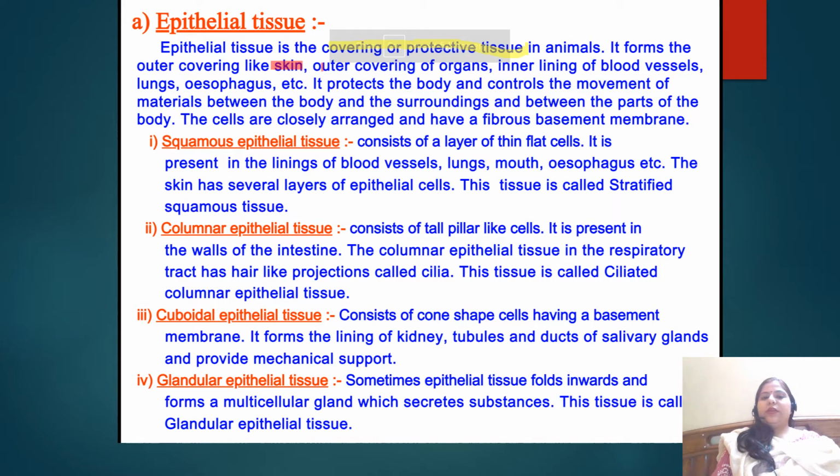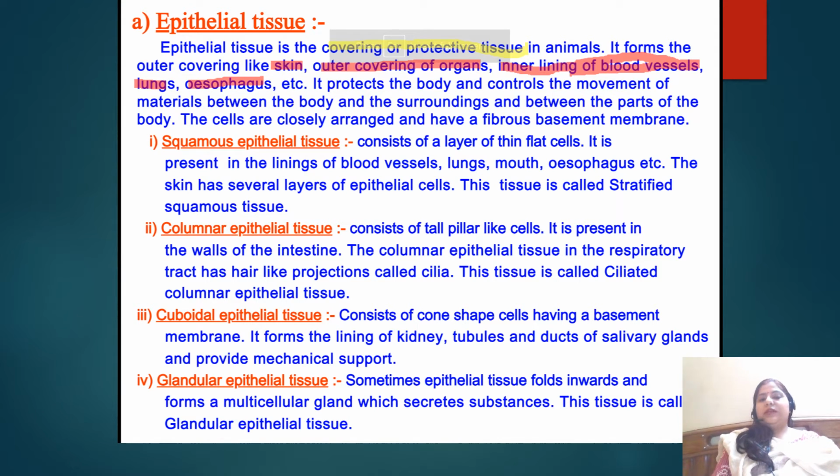It forms the outer covering of the organs. It is present in the inner lining of the blood vessels. You can see here, right? It is present in the lungs and esophagus. There are so many organs in our body which need protection. So wherever the work of protection is there, you will find epithelial tissue. It is protecting the body and controlling the movement also, right?